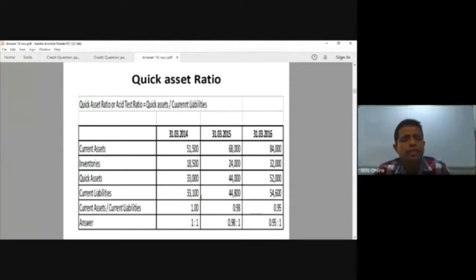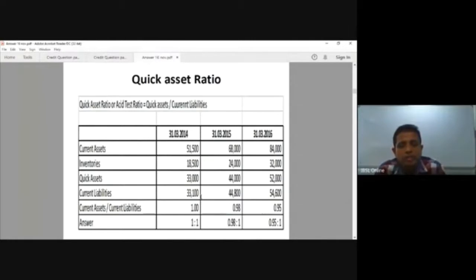Then I took inventories. From the current assets, deduct the inventories. Then you have what is called quick assets: for 2014, 33,000; 2015, 44,000; and 2016, 52,000. That is quick assets. Then divide the quick assets by current liabilities.